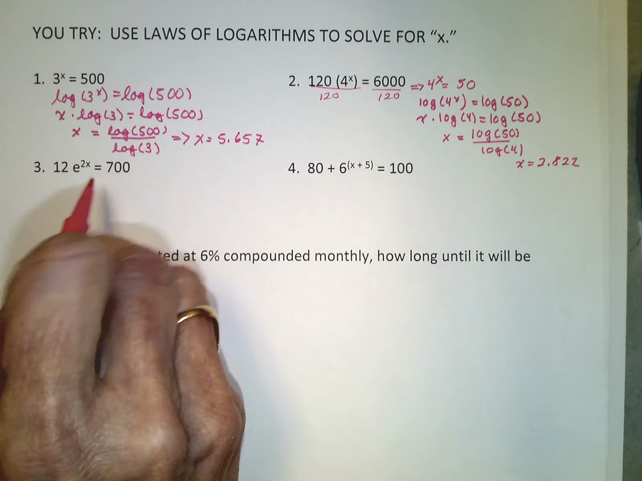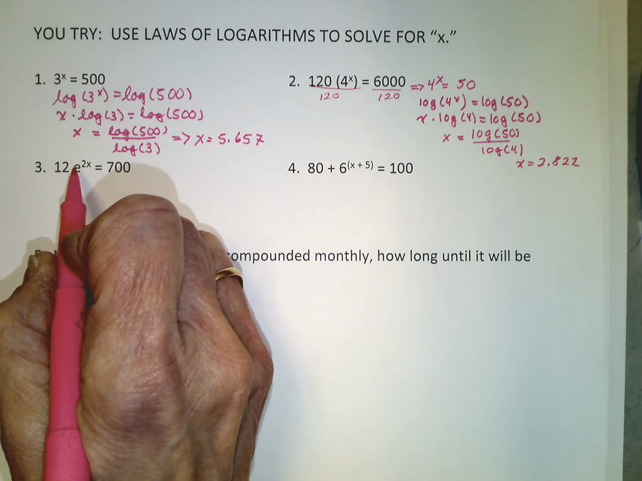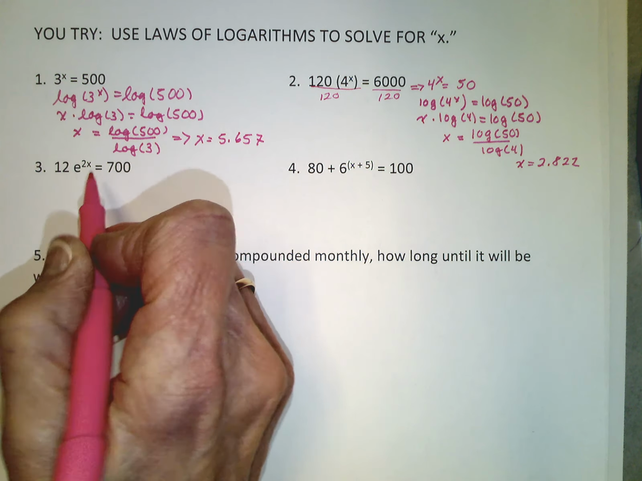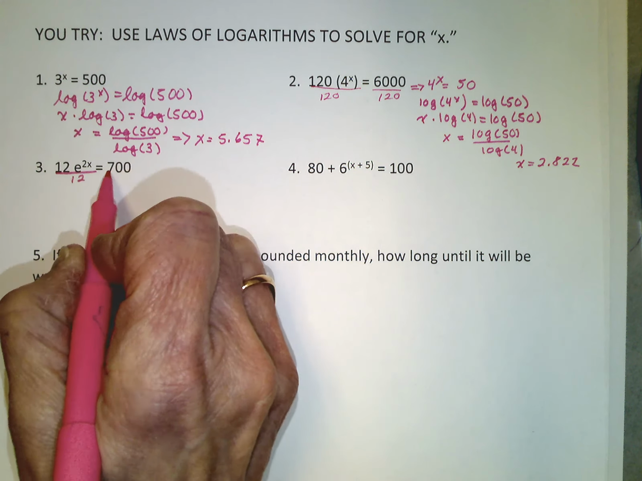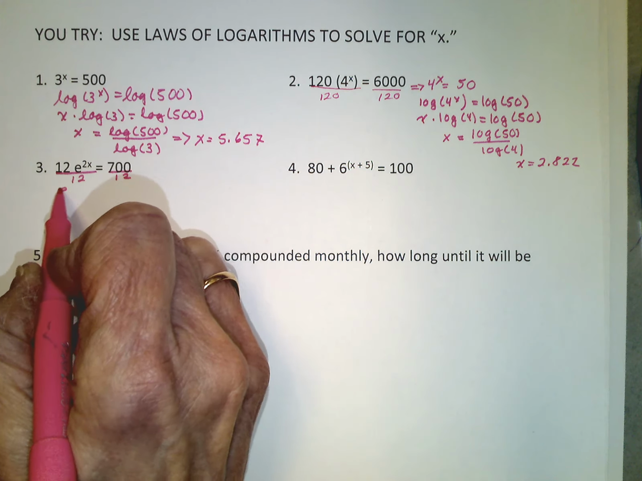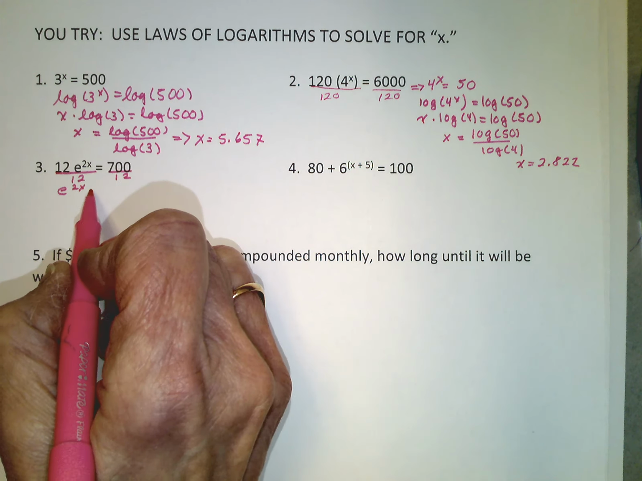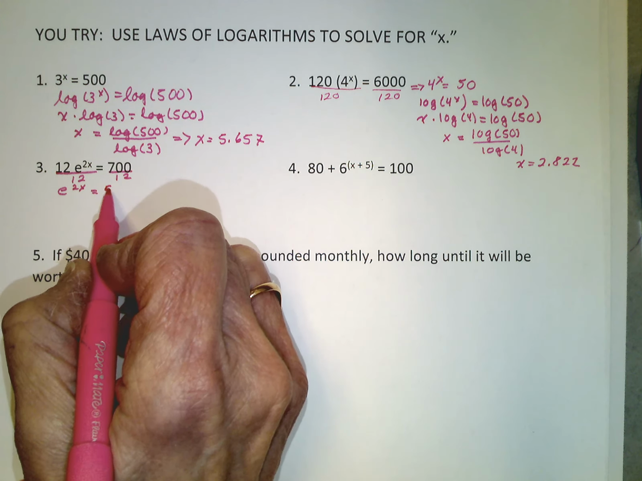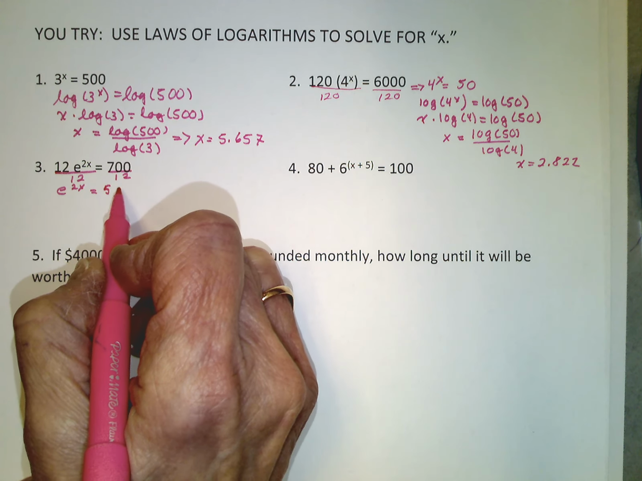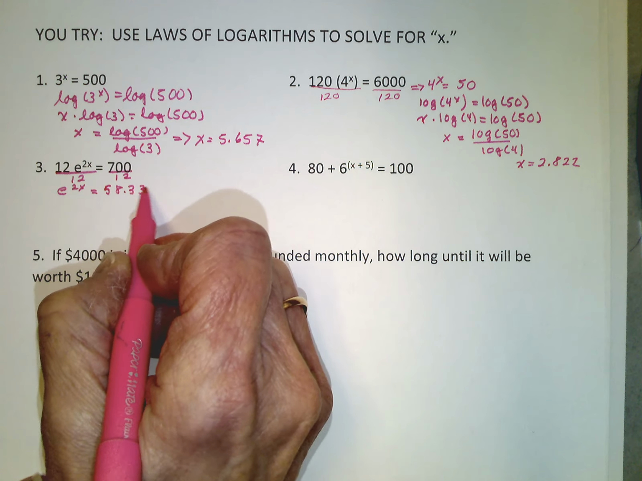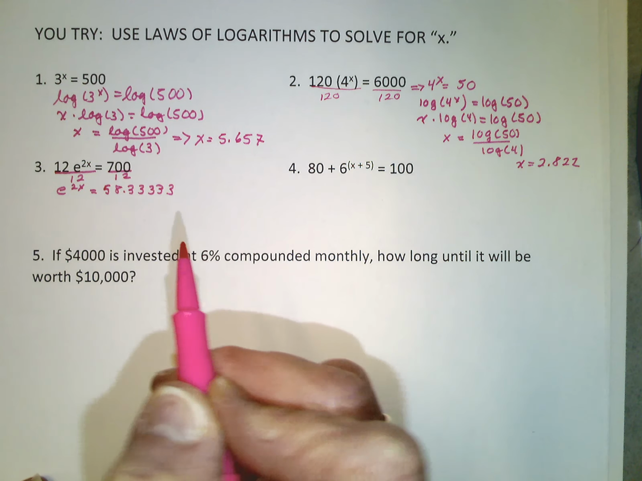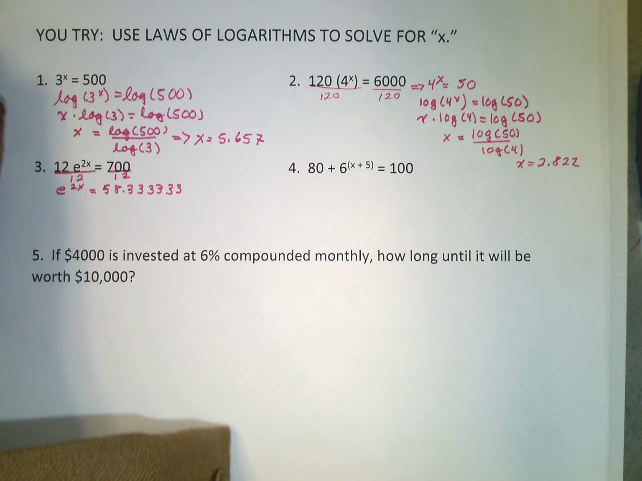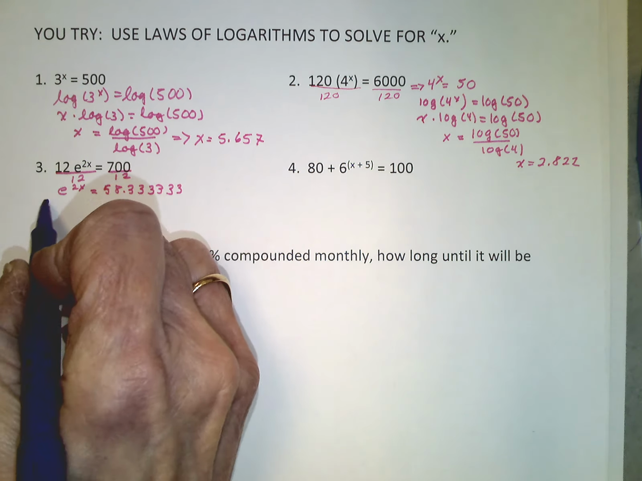Number 3 is not quite ready either, because e to the 2x is being multiplied by 12. We want the power part to be by itself, so we'll divide both sides by 12. And this comes out to this big, juicy, repeating decimal. And I just left it all on the calculator. Didn't try to round it off, left all those 3's in the calculator. And then took the ln of both sides.